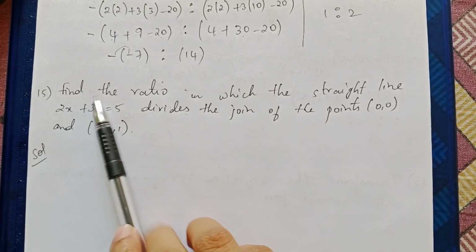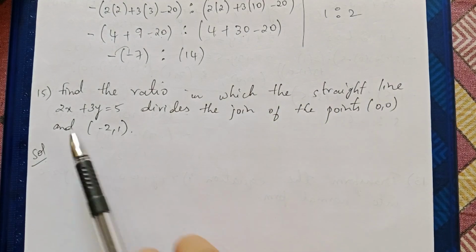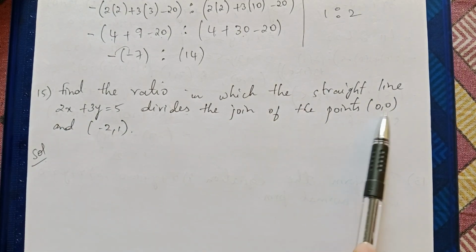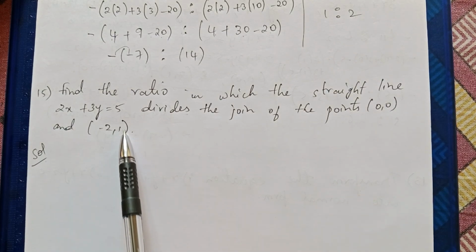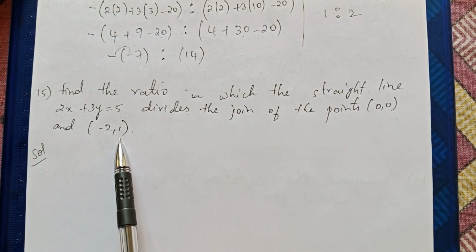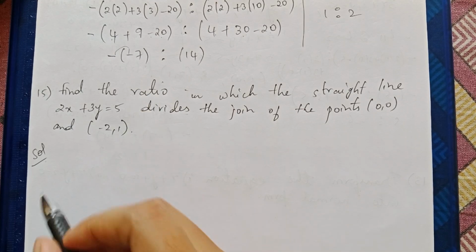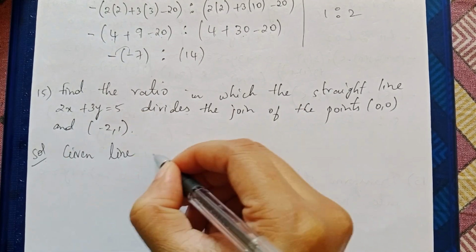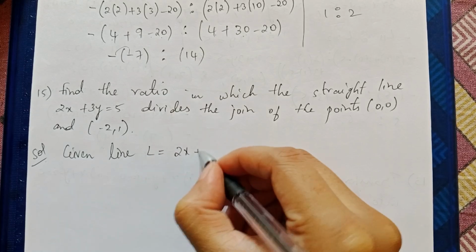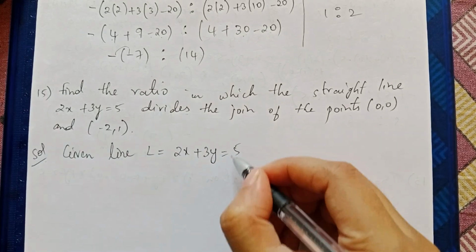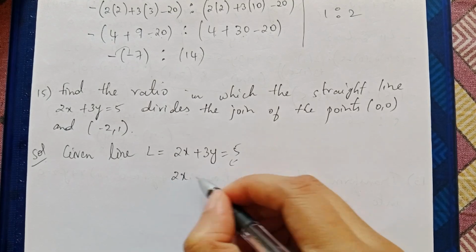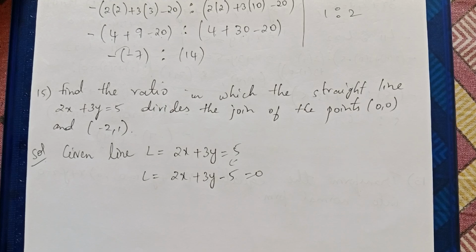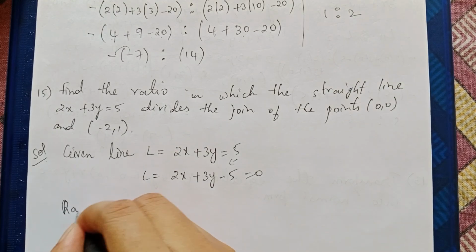Next question: find the ratio in which the straight line 2x plus 3y is equal to 5 divides the join of the points (0, 0) and (minus 2, 1). So this is the same as the question we just did. So the given line L is 2x plus 3y equal to 5, this 5 comes over here, so it is 2x plus 3y minus 5 equal to 0. This is our line.